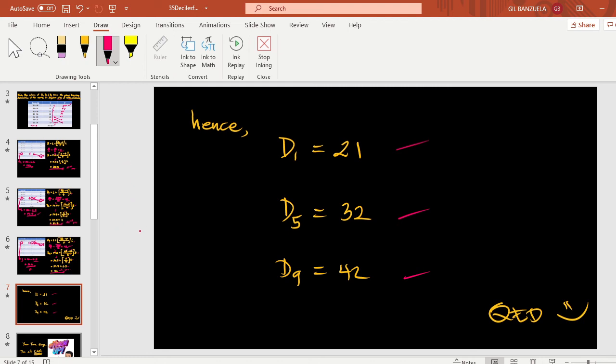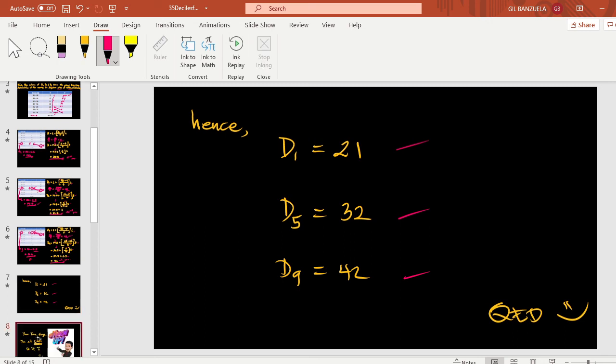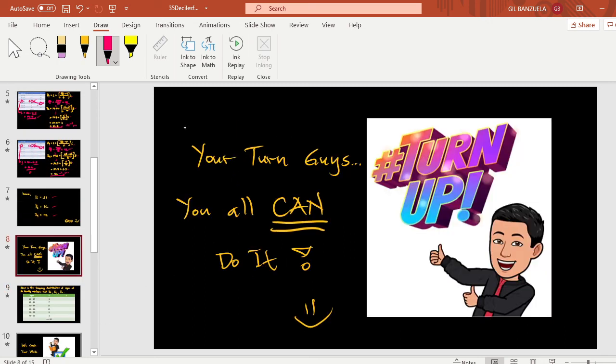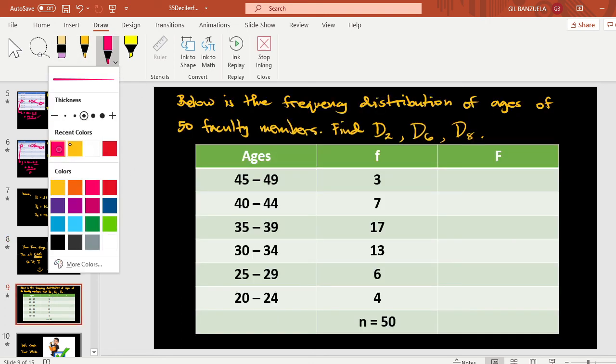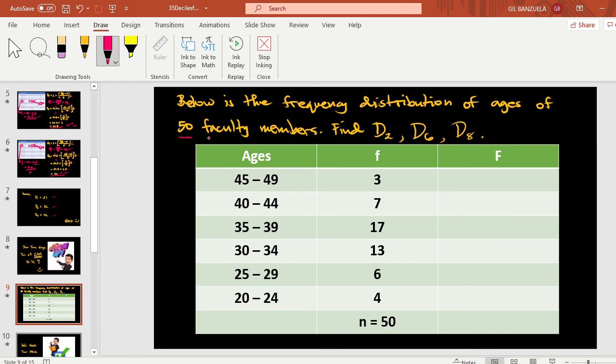Alright? Okay. At this juncture, I guess it's your time to shine. So it's your turn, guys. You can do this, of course. And here is your problem. So below is the frequency distribution of ages of 50 faculty members. So let's find decile 2, 6, and 8.